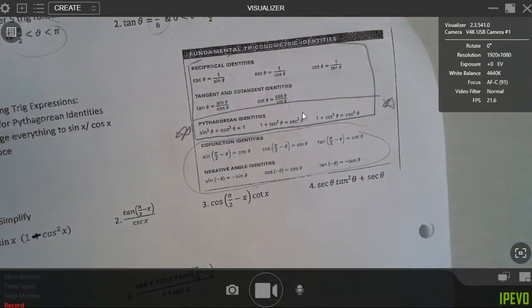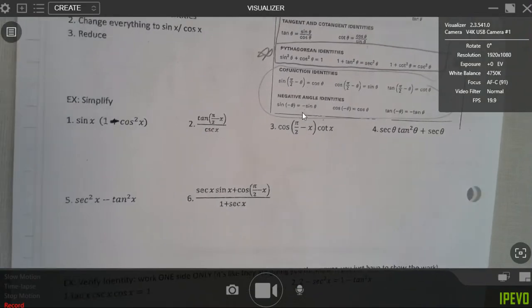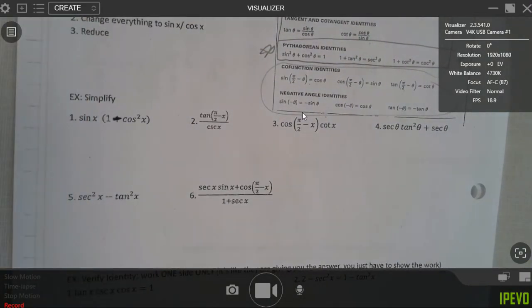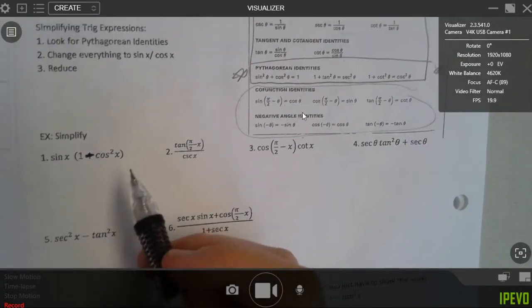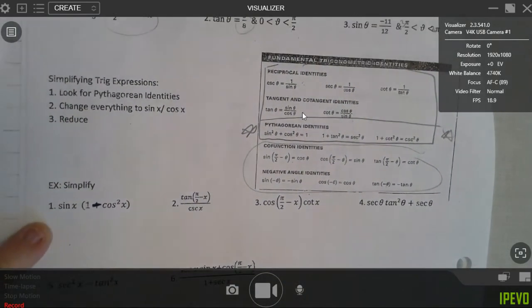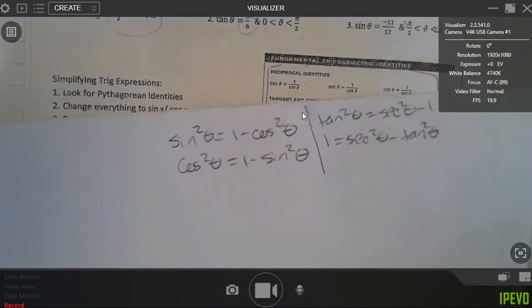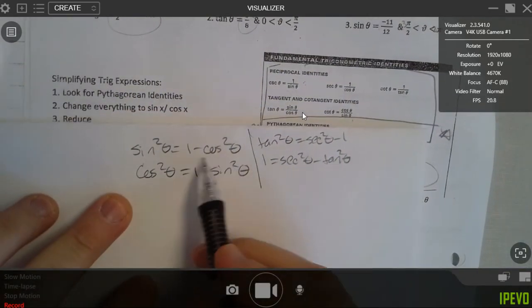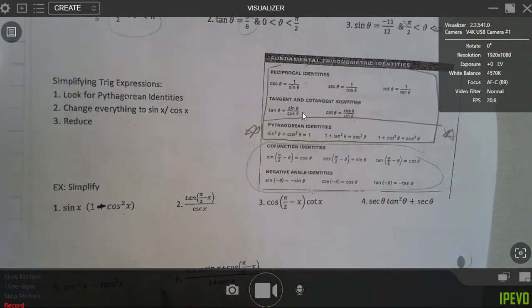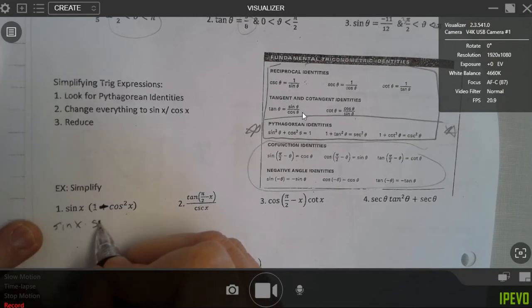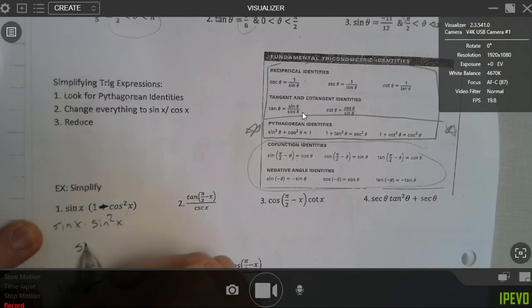So I'm going to use these properties to try to simplify some of these right here. So the things I do is I look for Pythagorean identity first. I change everything to sines and cosines, and then I start reducing it. So right here, 1 minus cosine squared. Remember I just proved 1 minus cosine squared is the same as sine squared. So I'm going to replace this with a sine squared. So I'm going to have sine x times sine squared of x. So our answer here is just sine cubed.